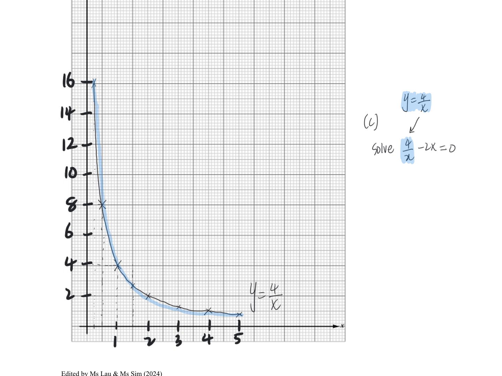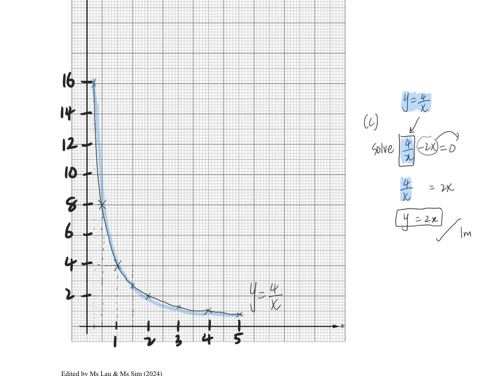So I will keep this on the left hand side and everything else I shift to the right. So this is my 4 over x and my 2x I bring over. So what do you notice? This is actually my y. So the question is asking me to intersect this curve with the line y equals 2x. So the moment you get this equation is 1 mark.